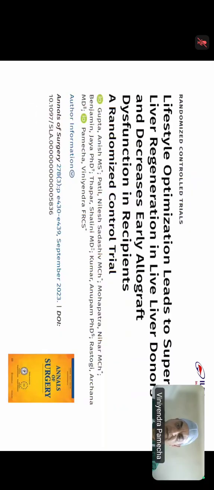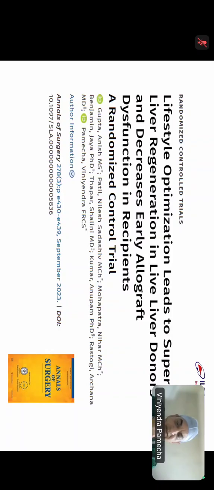Now, when we come to donors, this is actually going in reverse in terms of nutritional and lifestyle optimization, because we see so much steatosis and steatohepatitis in donors, and this is some of the things which we did.